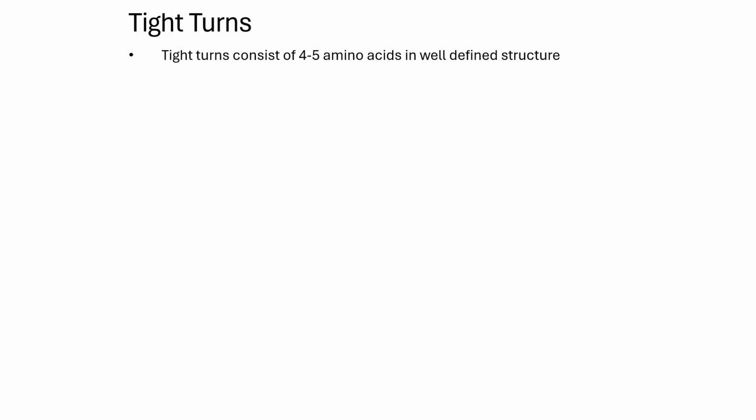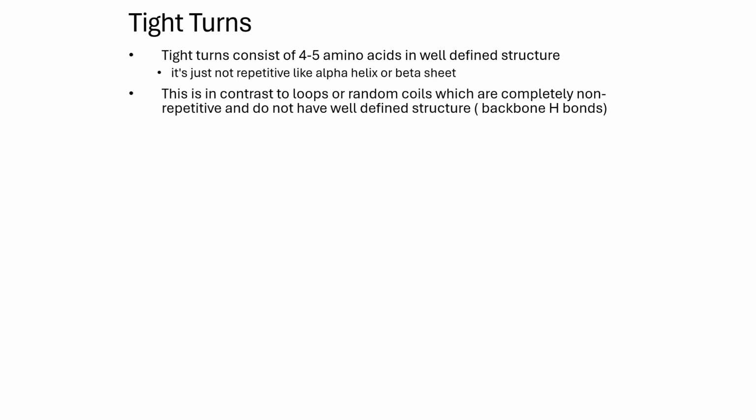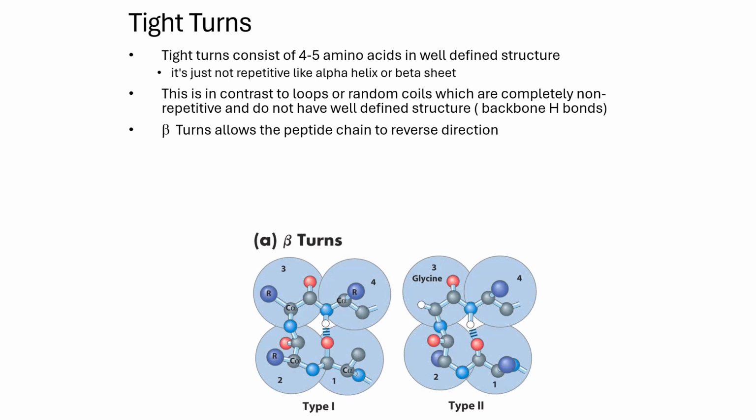Tight turns: within a secondary structure, there can be what's known as a tight turn. This consists of 4 to 5 amino acids in a well-defined structure. It's not a repetitive movement like an alpha helix or a beta sheet. This is in contrast to loops or random coils, which are completely non-repetitive and have no well-defined structure. So these have a specific well-defined structure. Beta turns allow the peptide chain to reverse direction.